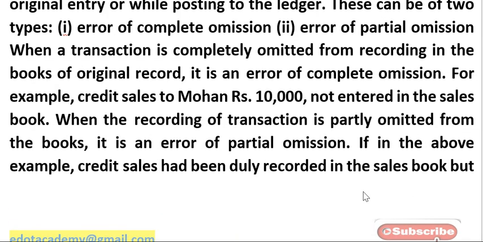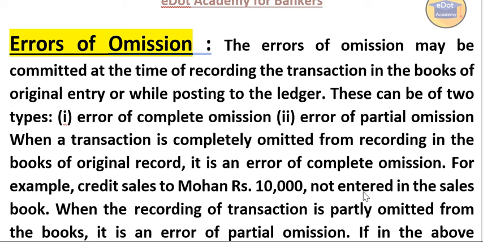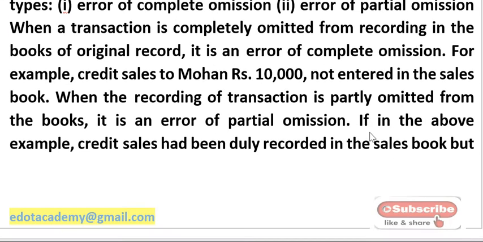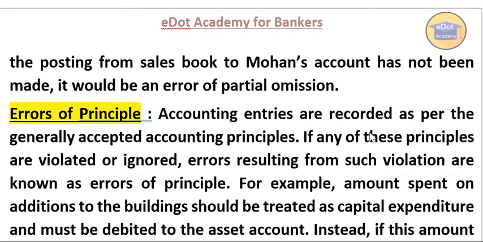So partial omission has two types I just said here. Means number one is error of complete omission, number two is called error of partial omission. Means हमने पूरा का पूरा एंट्री गायब कर दिया और दूसरे में आधा एंट्री गायब कर दिया, either डेबिट साइड और क्रेडिट साइड. This is called error of omission. Now number third, error of principle.